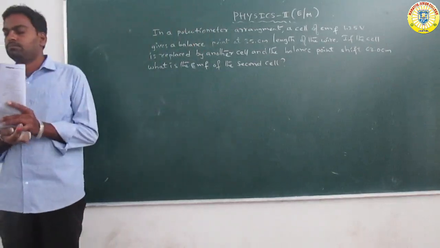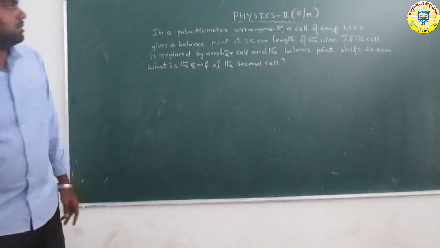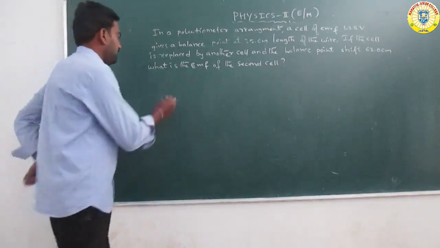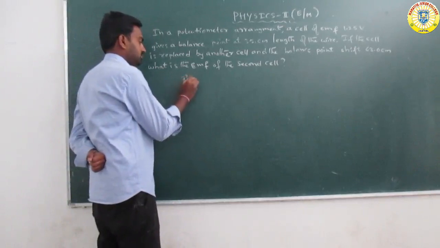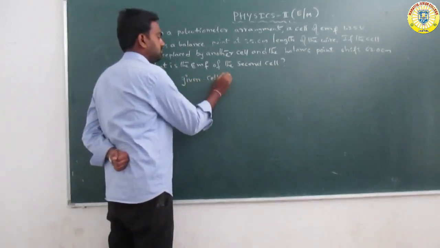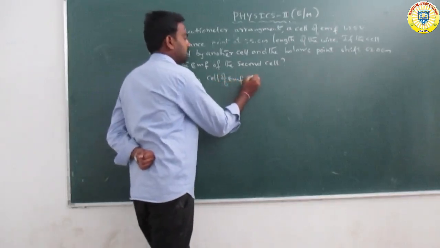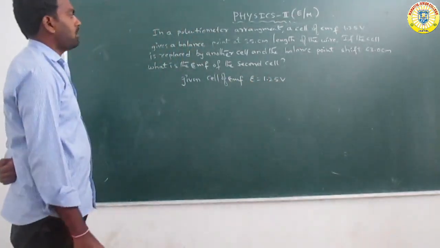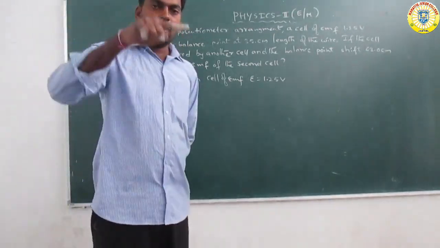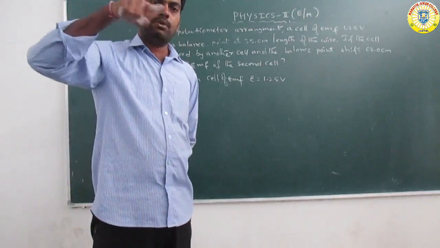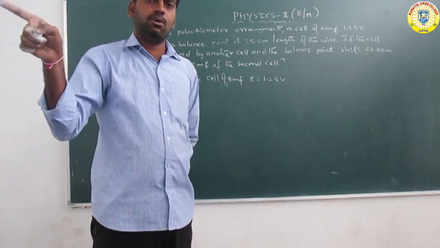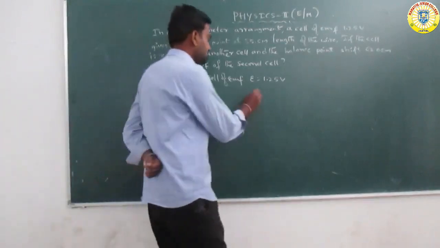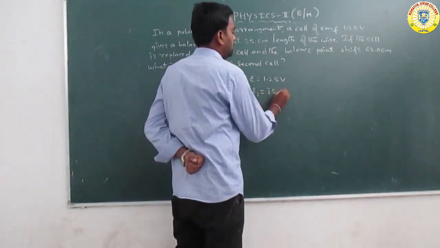Okay. So given a potentiometer arrangement, a cell of EMF E is equal to 1.25 volts. And given a balance point, the jockey is moved on the potentiometer wire till the galvanometer shows zero deflection, and that length L1 is measured. That is 35 centimeters of the length of the wire, so L1 is equal to 35 centimeters.